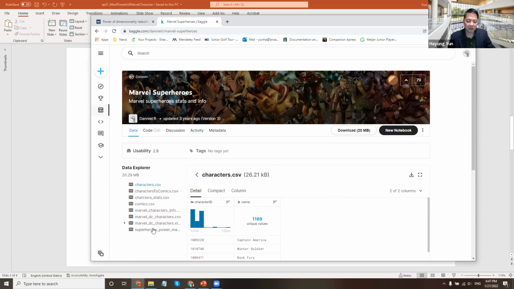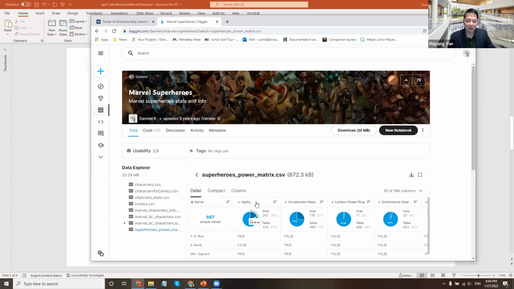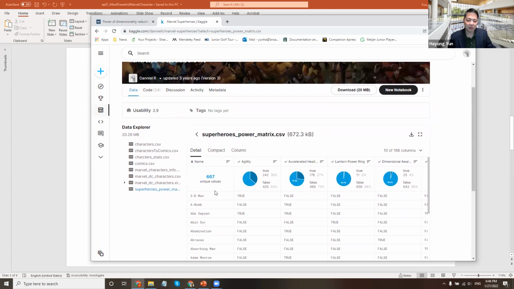It has many things, but the last one here is the superheroes power Marvel CSV file. It has 168 superpowers. 167 superpowers, because the first one is the name. So it's not exactly what the previous article is having, but 168 seems to be good enough. In return, we have more than 200 superheroes. Here we have 667 superheroes.